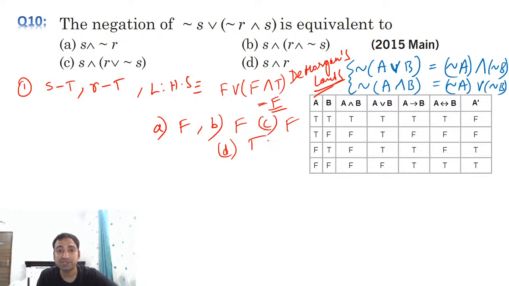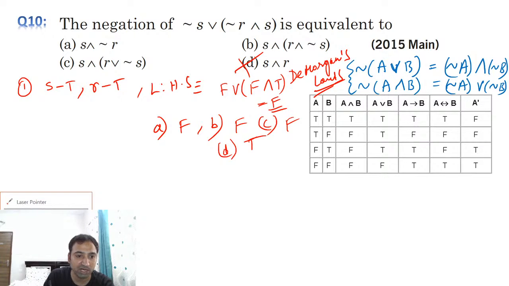Option D is giving true, guys. So can I say that option D cannot be the answer? Why? Because left hand side is giving false, but option D is giving true. So can I eliminate option D? Yes, I can eliminate option D. As a first substitution, we could eliminate only one option.